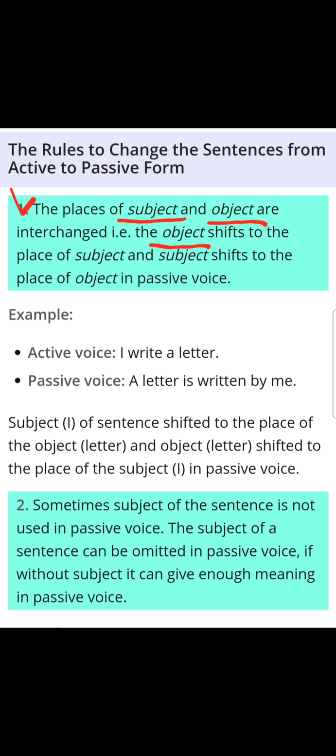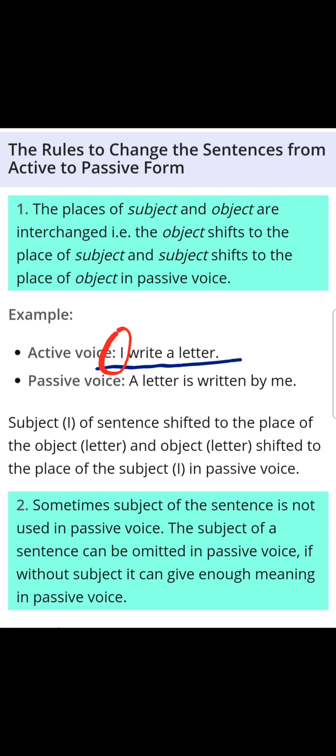The object shifts to the place of subject and the subject shifts to the place of object in passive voice. As you can see in this sentence, I write a letter. This is the sentence. Here, what is done in the next sentence? A letter is written by me. What has been done?